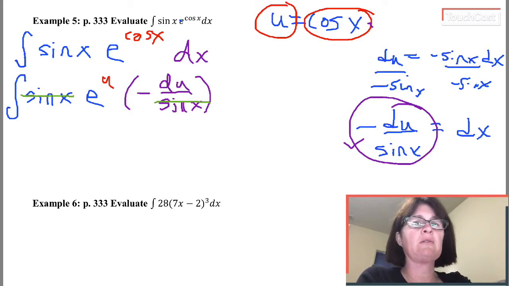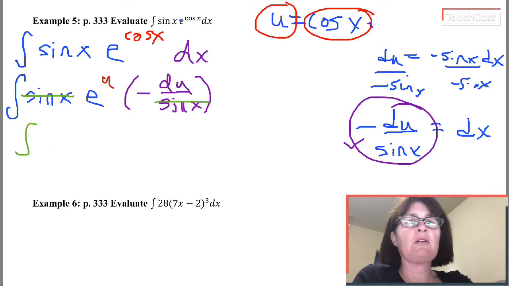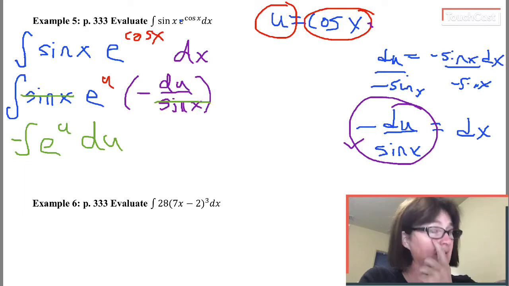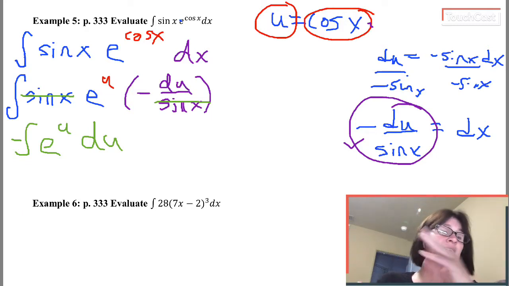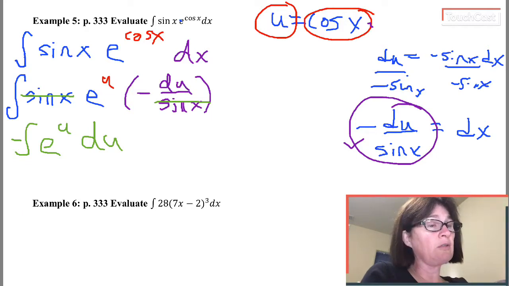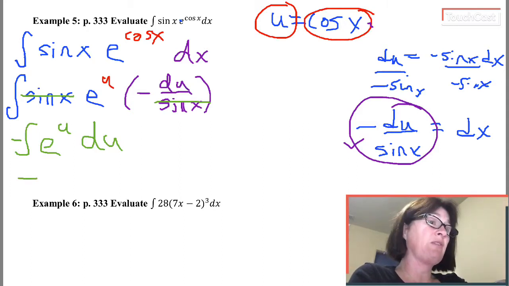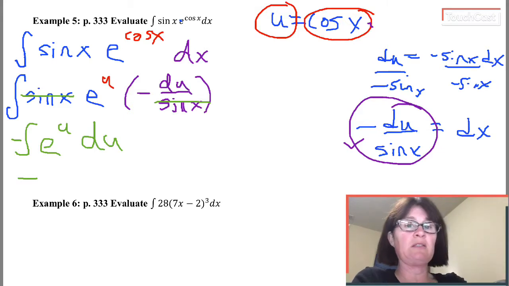And look at my new integral. It's the integral of e to the u times negative, I'm going to bring the negative out to the front, du. Anything that had an x left in it canceled out, and now I have an integral in terms of just the variable u. This negative is a constant multiplier. The antiderivative of e to the u with respect to u is just e to the u plus a constant.